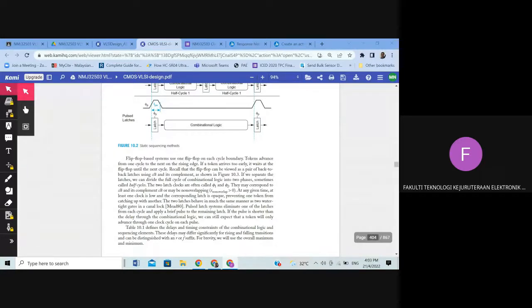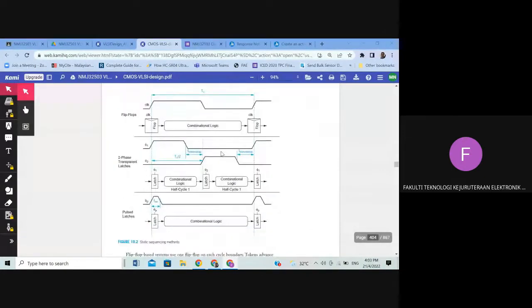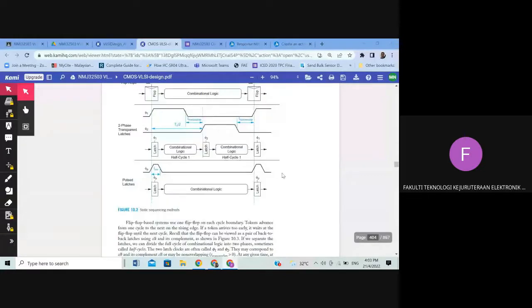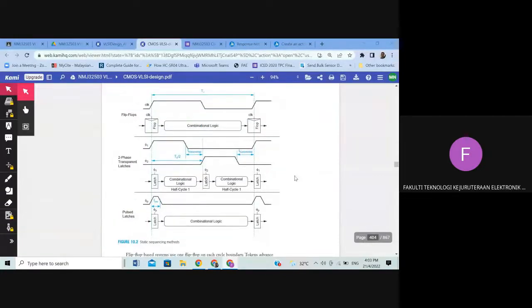Any idea? Have you found any idea based on the reading that helps, or do you need explanation? Just focus on the flip-flop first. Don't look at the two-phase transparent latches and pulsed latches first. You look at this one.